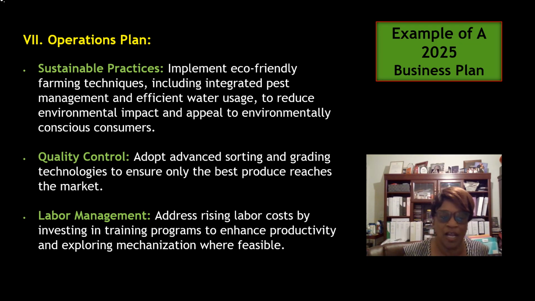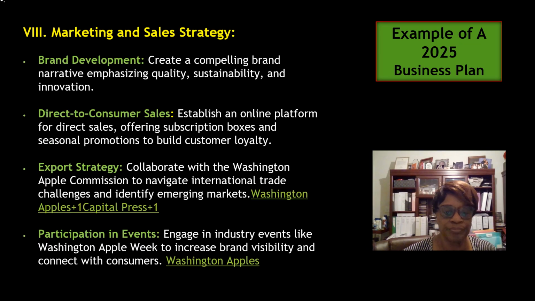guys. Quality control. How do you adopt advanced sorting and grading technologies? Labor management. How are you going to address rising labor costs? This is all a part of your operations plan.